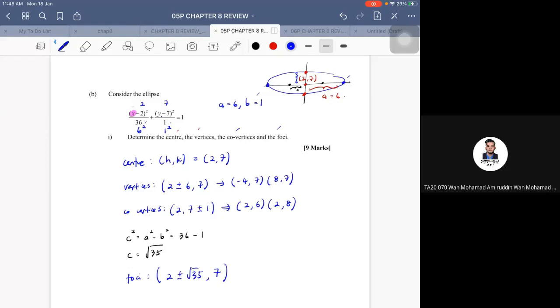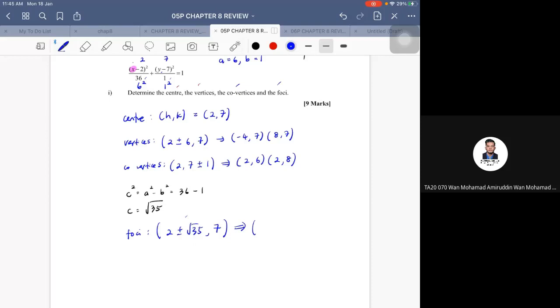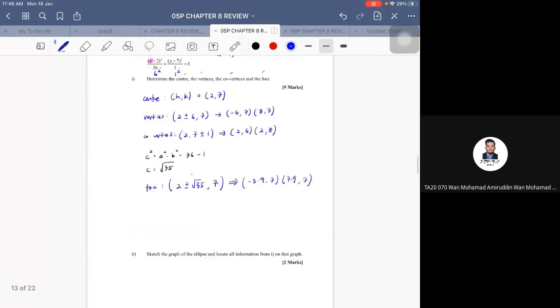Ataupun kalau you takut nanti you rasa macam confused. Okay, berapa nilai ni bila you nak lukis. You boleh tukar dia dalam bentuk perpuluhan lah. So 2 tambah, let's start with the minus. 2 tolak square root of 35. So kalau tukar dia dalam bentuk perpuluhan dia akan jadi negatif 3.97. And 2 tambah square root of 35. So dalam bentuk perpuluhan dia adalah 7.9. Dia a little bit before 8. And 7. So ni adalah kita punya koordinat untuk foci points.